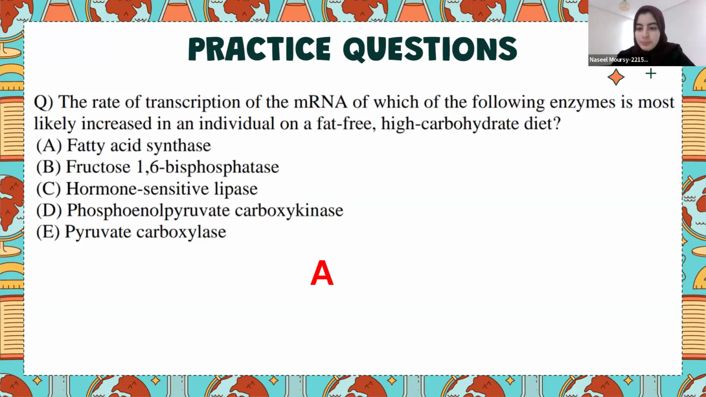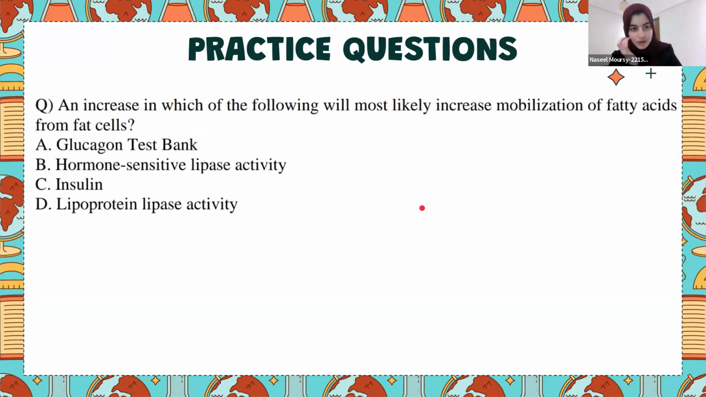Is that a question? Oh no, it makes sense. Okay, last question. An increase in which of the following will most likely increase mobilization of, sorry, of fatty acids from fat cells?